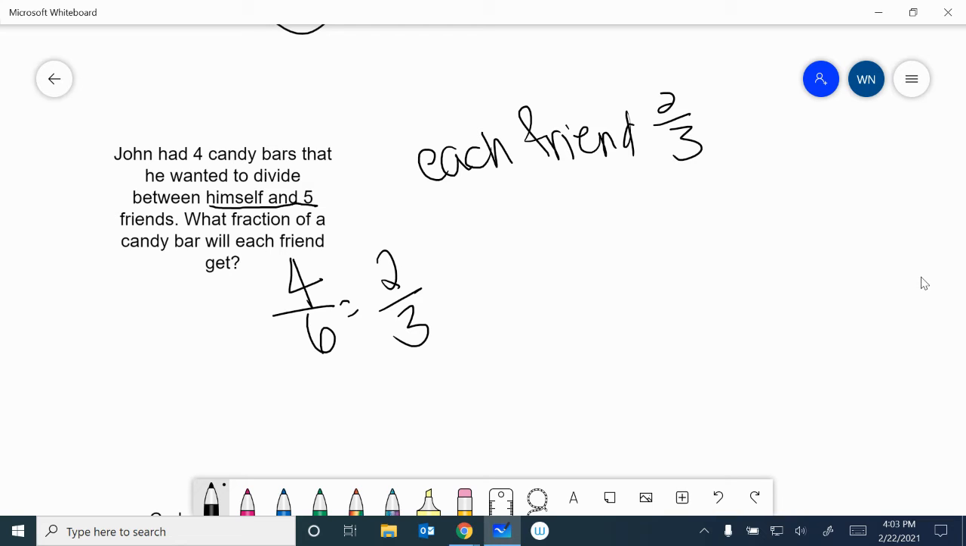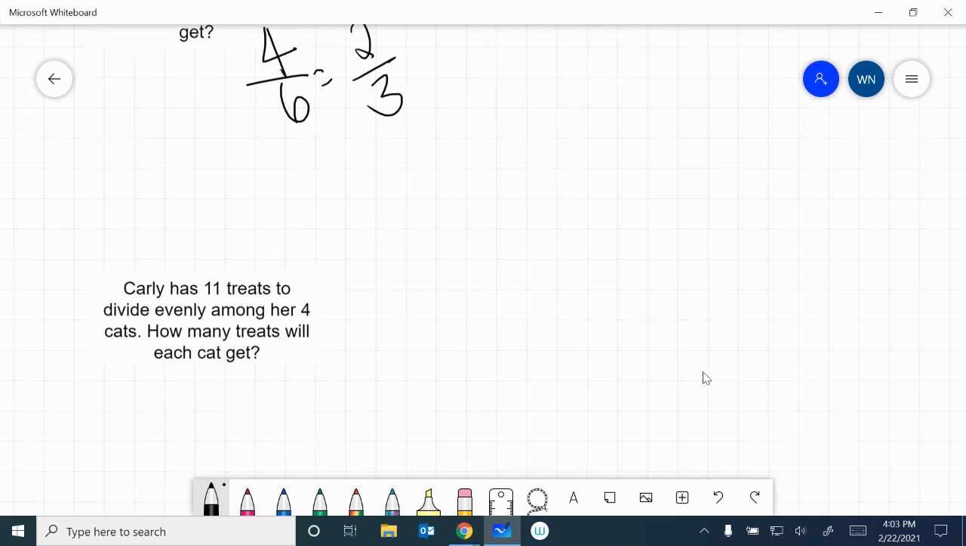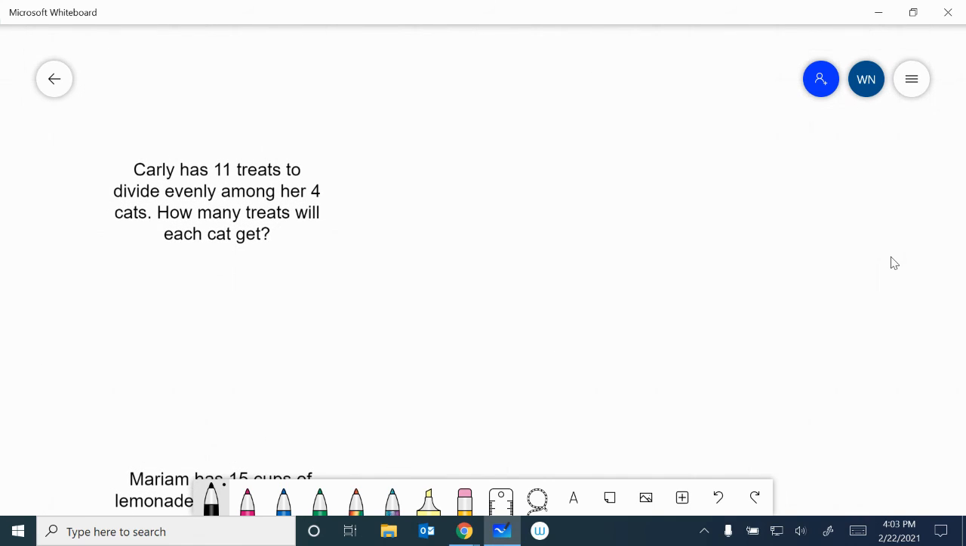Let's go ahead and do some more, but I'm going to have you start answering. Carly has 11 treats to divide evenly among her 4 cats. How many treats will each cat get? So for this one, I want you to put in the answer just the improper fraction. Just the fraction before it is solved. Go ahead and put that answer in.